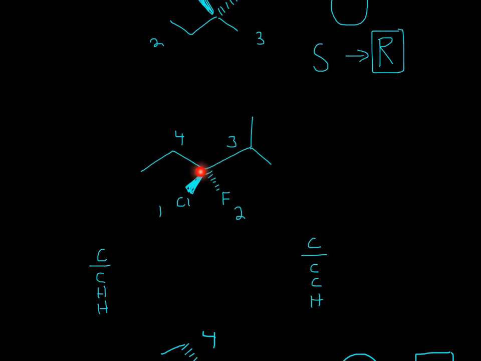So we identified that this is a stereocenter because it has 4 unique substituents, because all these are different. If this looked the same as this, then this would not be a stereocenter. But in this case, it is. So we can start. Chlorine has a higher atomic number than fluorine, so it'll be 1, and this will be 2, because these are just carbons.